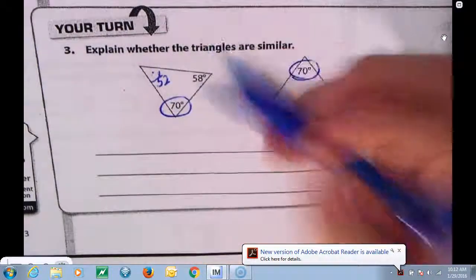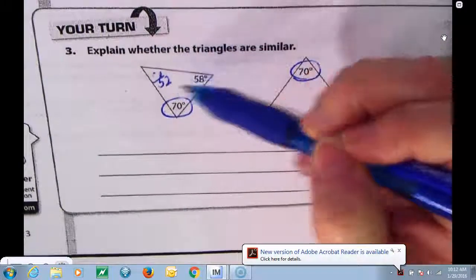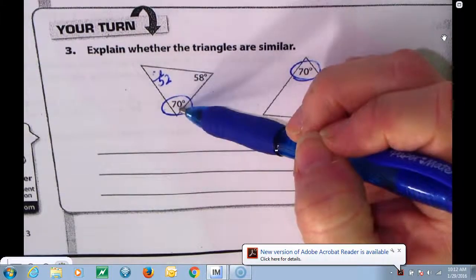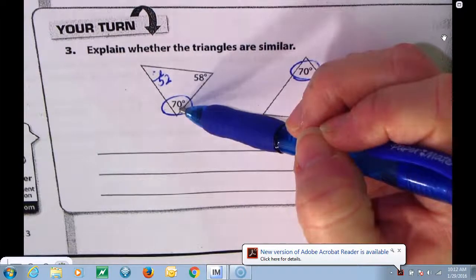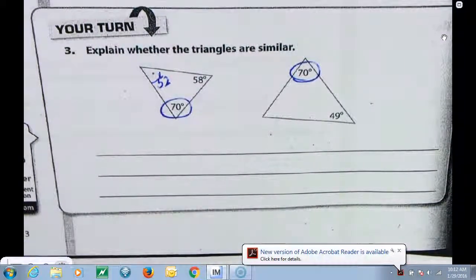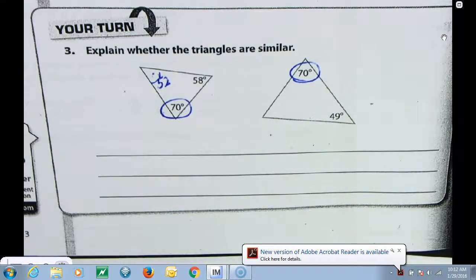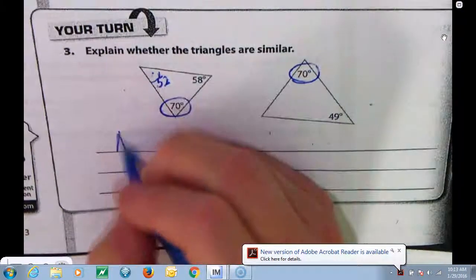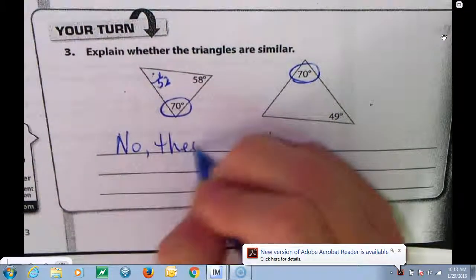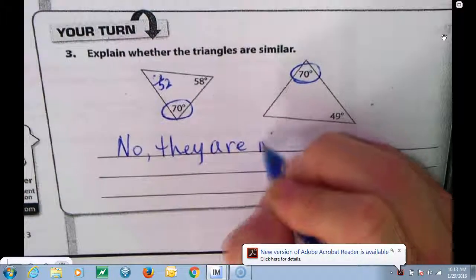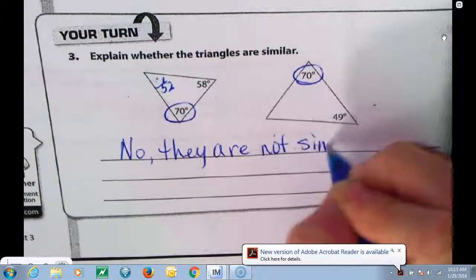Okay, let's look. It's 52 because 52 plus 58 plus 70 is 180. Good. Uh-oh, we got a problem, don't we? He meant, yes, we do. They are not similar.